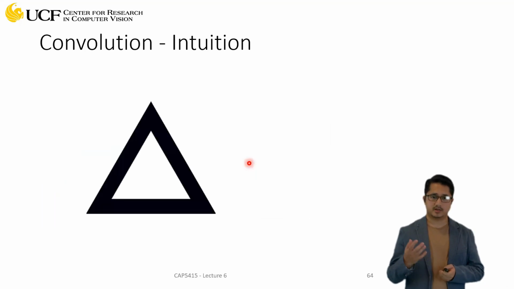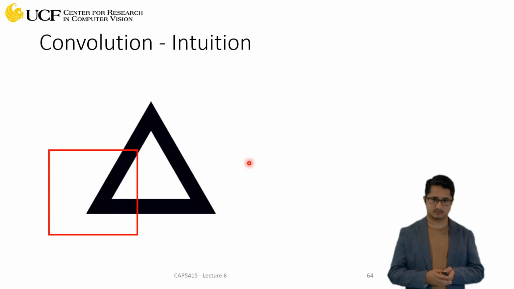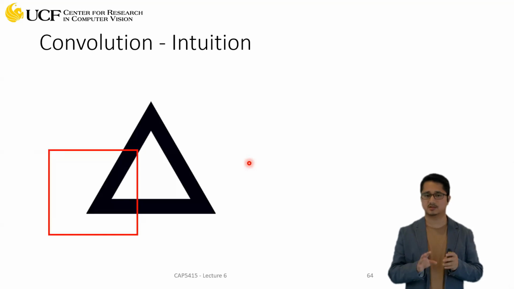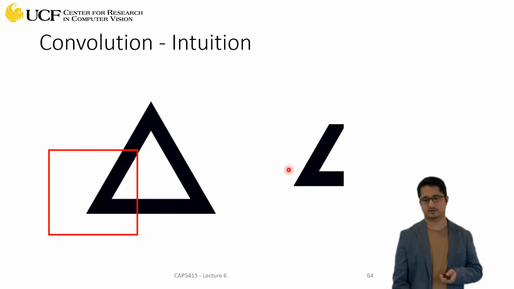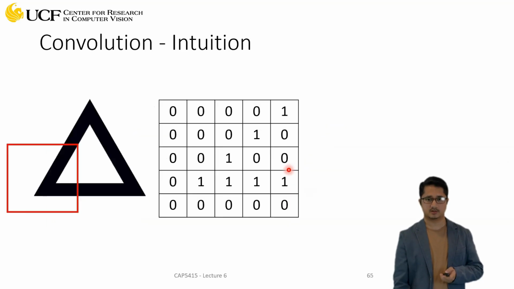Now let's try to apply the same kernel at a different location. It's the same image, but just a different location. So the input image patch will look something like this. And if you just binarize this, you will have these values. You can see that the L kind of shape can be represented using these values.